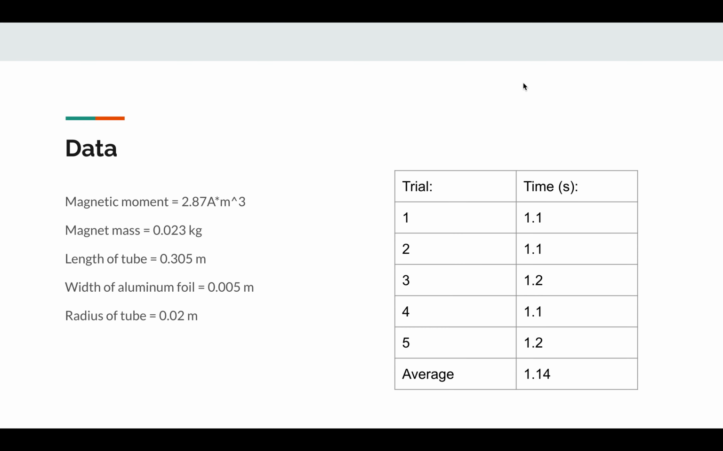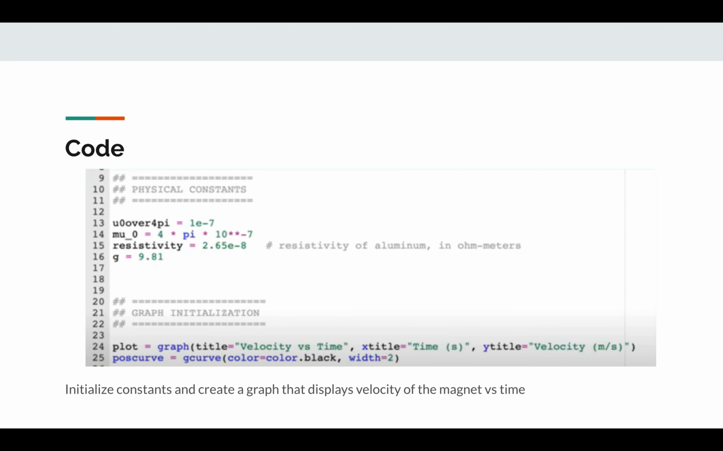And here we can see our data. The magnetic moment was 2.87 A·m³. The mass of the magnet was 0.023 kilograms. The length of our tube was 0.305 meters. The width of the aluminum foil was 0.005 meters, and the radius of the tube was 0.02 meters. And you can see after our 5 trials, we had an average of 1.14 seconds of the time the magnet spent in the tube.